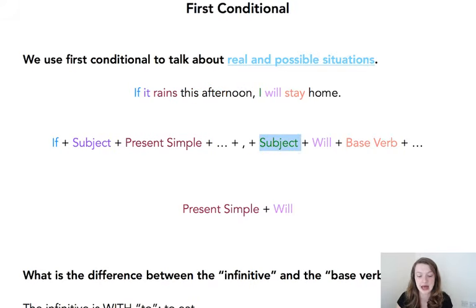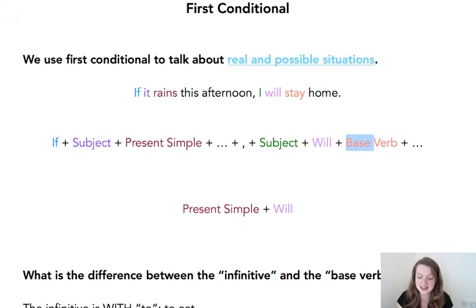I, subject, will. Now, will does not change, okay? I will, you will, he, she, it will, they will, we will. There is no change in the conjugation. Then we have stay, which is the base verb. And then home, which is a blah, blah, blah.